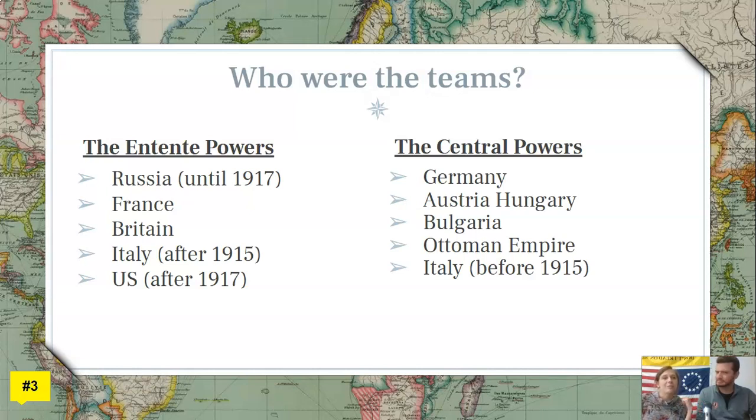And so they're going to jump to the winning side because they don't like to lose. But we'll talk about that at the end of the war. So here's just a list of your Central Powers and the Entente powers. Entente, by the way, means alliance. So it's an alliance.